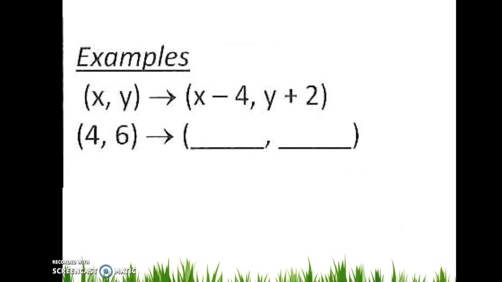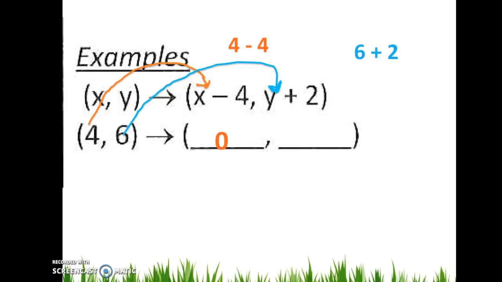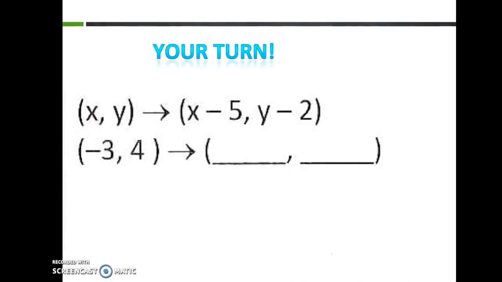Let's apply that rule. We have x minus 4 and y plus 2. We're going to apply that rule to our x and y coordinate, 4 and 6. So we're going to substitute in our 4 for our x coordinate, which will give us 4 minus 4, which will give us 0. And then we're going to substitute in our 6 for our y coordinate, which will give us 6 plus 2. 6 plus 2 will give us 8. Hope that makes sense.